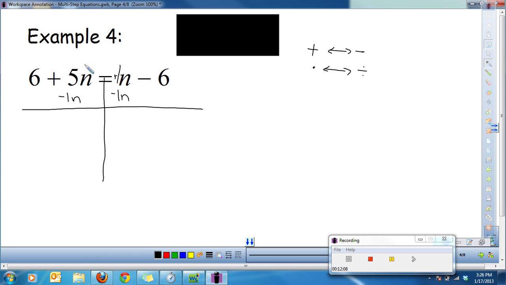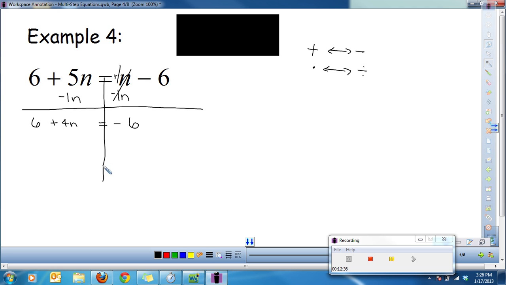Why is that? These are like terms. I can't do 6 minus 1n. Those are not like terms. But these two both have n's, so I can do that. So I'm going to bring down my 6. 5n minus 1n is 4n. These cancel out, and I'm left with negative 6.